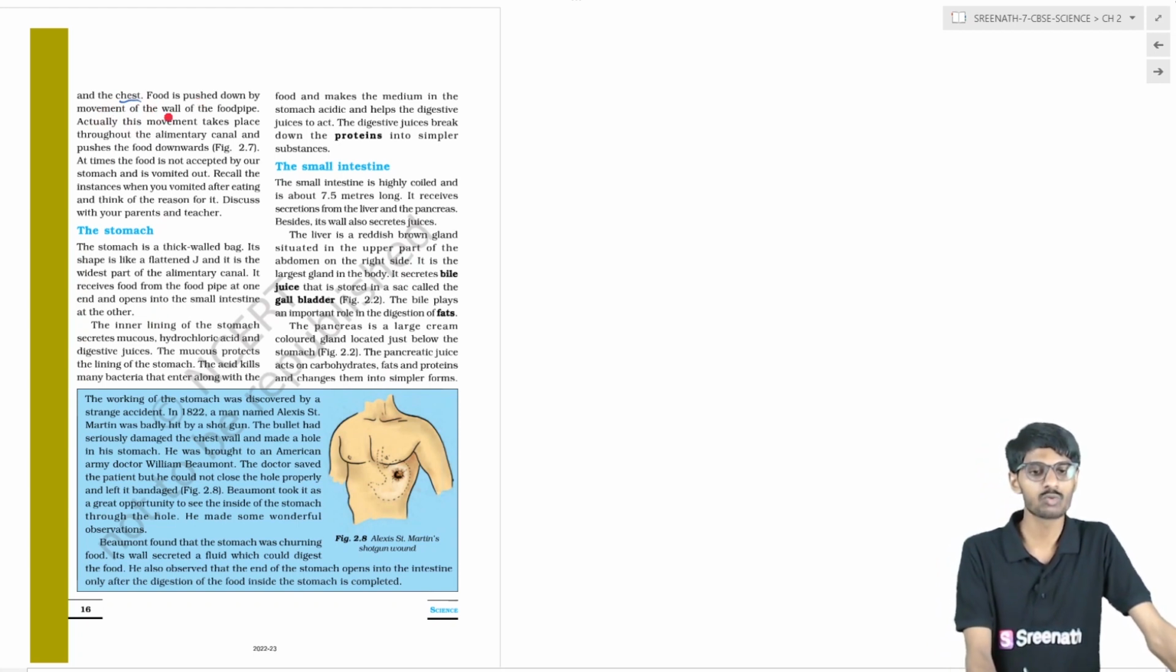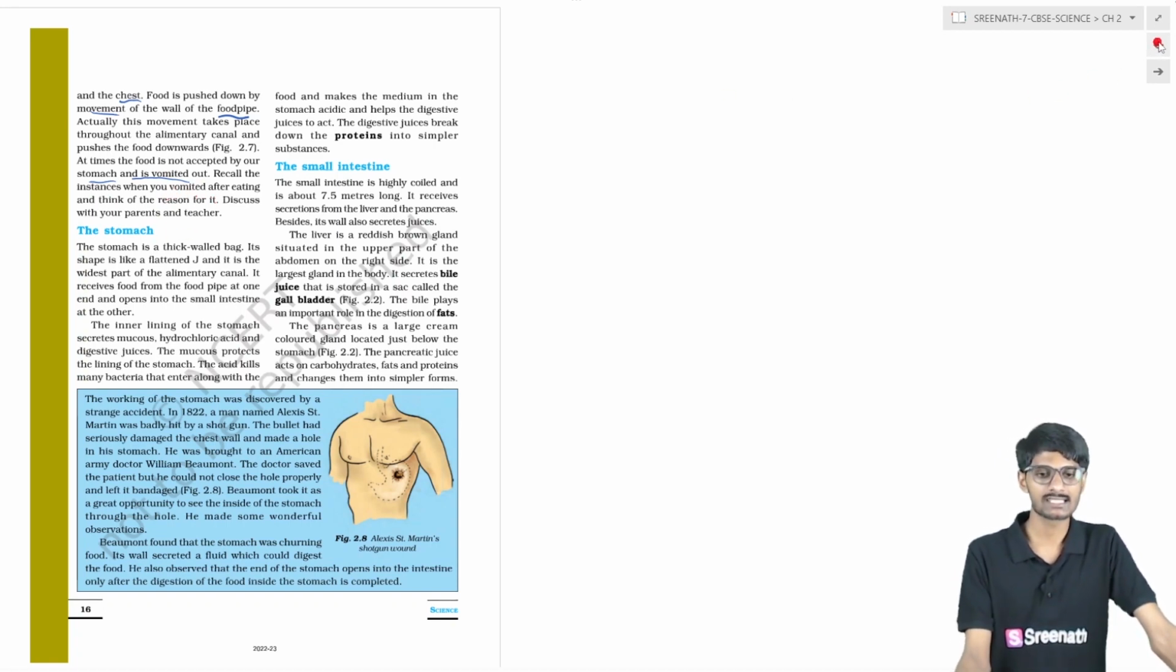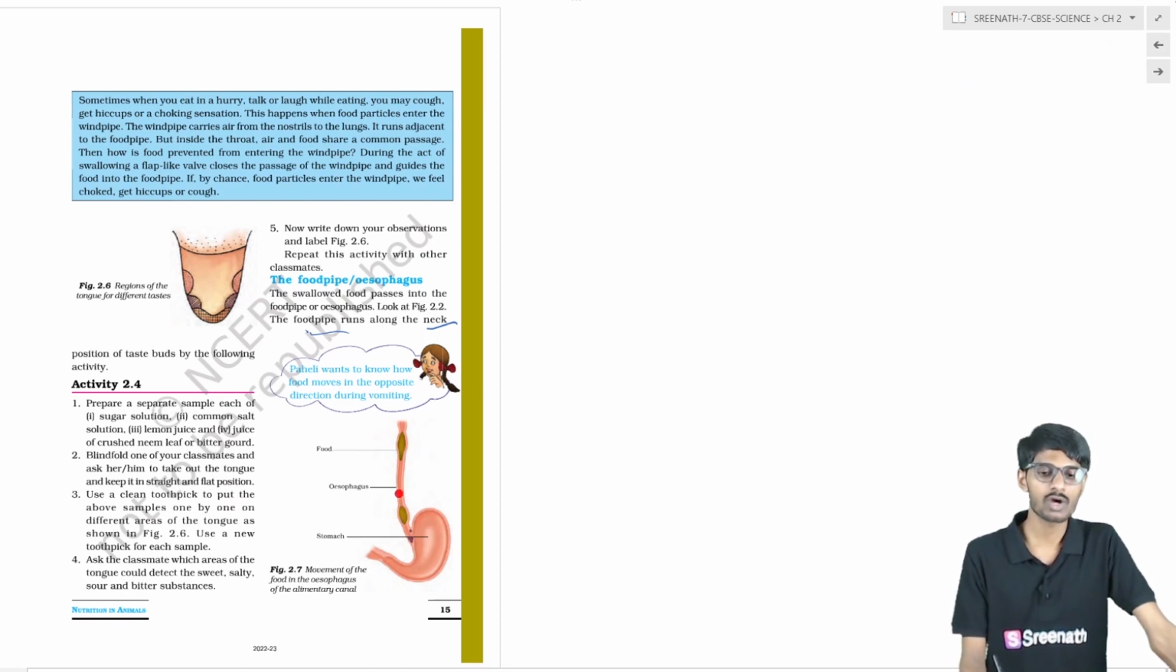Food is pushed down by the movement of the walls of the food pipe. Actually this movement takes place throughout the alimentary canal and pushes the food downwards. At times the food is not accepted by our stomach and is vomited out. Okay, so this is all about the food pipe or oesophagus. Food travels from the mouth to the stomach through this food pipe.